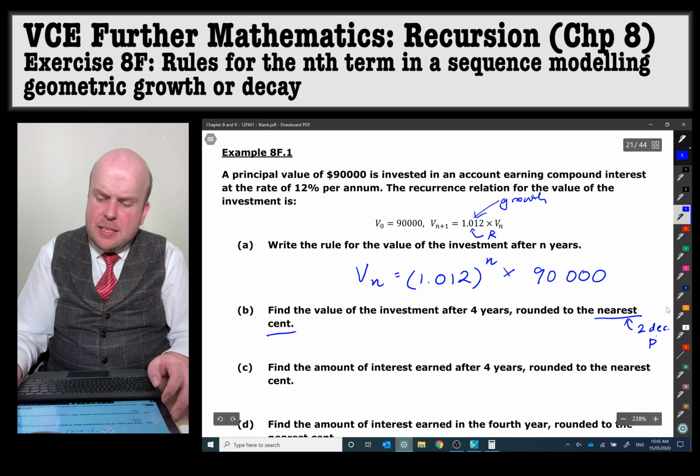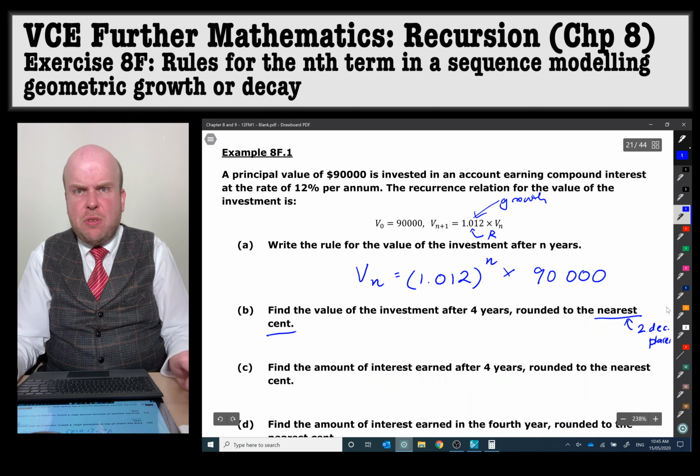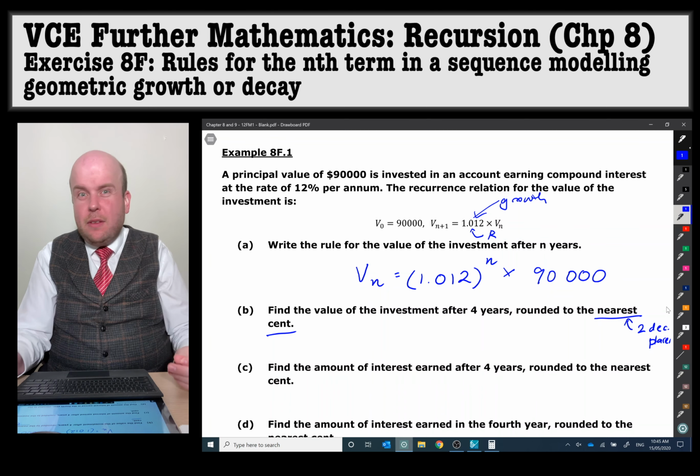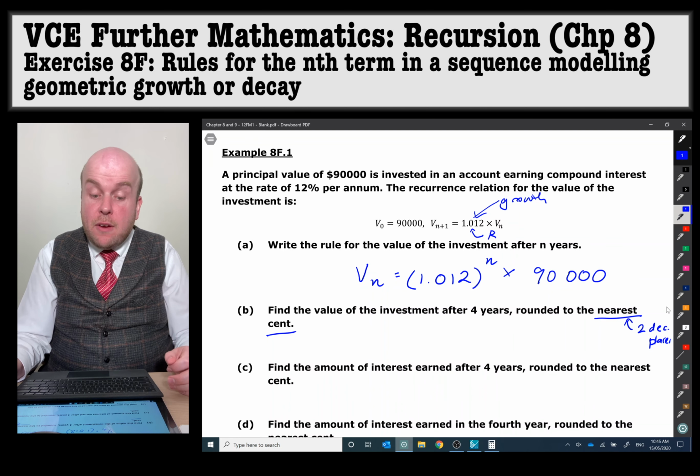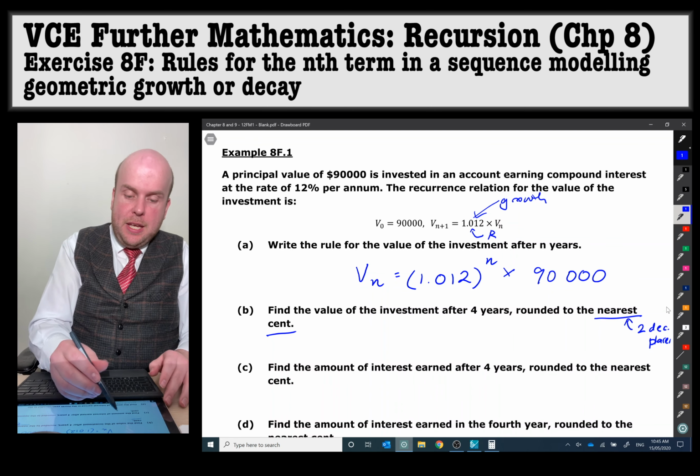Some people like to make their lives more difficult and try to say, oh, I should round up to the nearest 5 cents. No, it's not what the question was asking, to the nearest cent. So don't do anything other than to 2 decimal places whenever you do these. Always keep the unrounded figure until the very end. Generally, that would be the other thing that I would suggest. So find the value of the investment after 4 years.